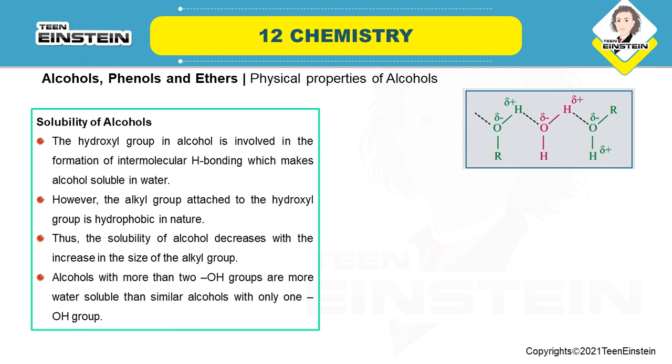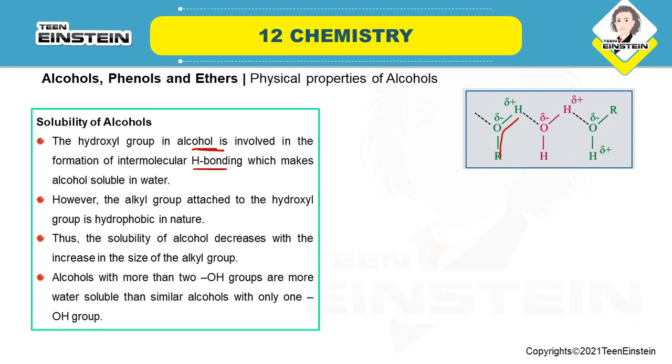The second property that we will see is solubility of alcohols. The hydroxyl group that is present in alcohol can take part in intermolecular hydrogen bonding. So suppose here we have ROH, which is the alcohol. Now this can make intermolecular hydrogen bonding, which makes alcohol soluble in water.